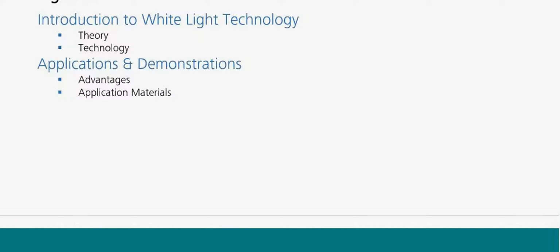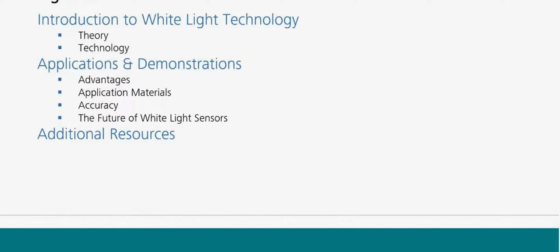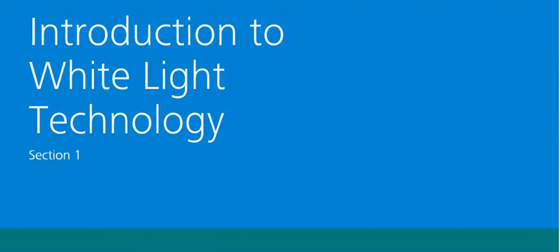So talking about the advantages of white light sensors over other types of sensors, different materials that white light sensors are well suited for, their accuracy, as well as where we see the white light sensors going in the future, in particular at Zeiss. And then again, we're going to wrap up with some additional resources and an opportunity for questions. All right, so with that, let's get started with the introduction to white light sensor technology.